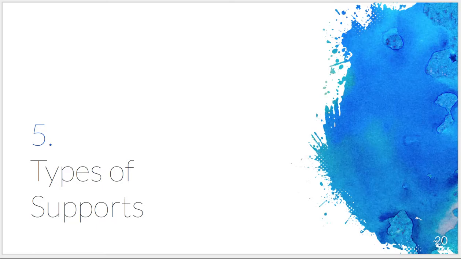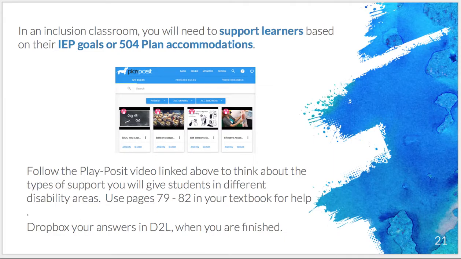We're going to move along with the types of supports that are available to students, and we have a little try it out activity. So what you're going to do is click on the Play Pose It activity right here, and this is going to take you to a video website that has some clips of students that are diverse learners. And you're going to use pages 79 to 82 in your textbook along with this video and fill out the answers to the questions when you get there. And you're going to Dropbox those answers on D2L when you're finished. I hope you enjoy the video clips.